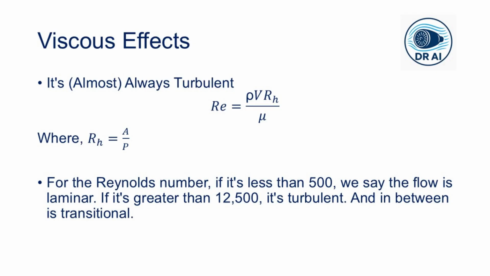For the Reynolds number, if it is less than 500, we say that the flow is laminar. But if it is greater than 12,500, we say it is turbulent. And in between, from 500 to 12,500, the flow is transitional. Now, what do you think? Is most open channel flow laminar or turbulent?